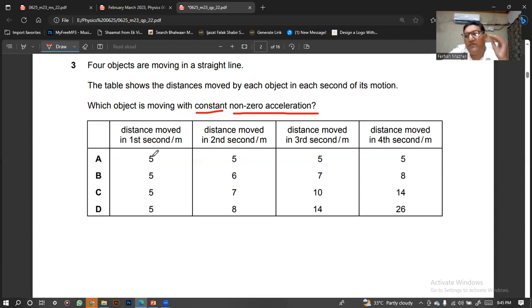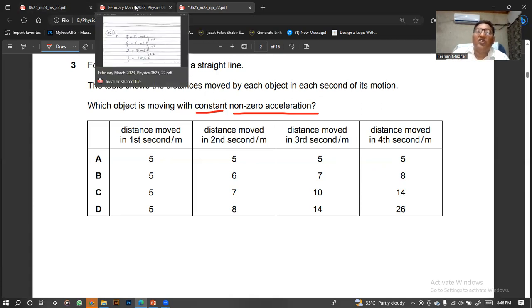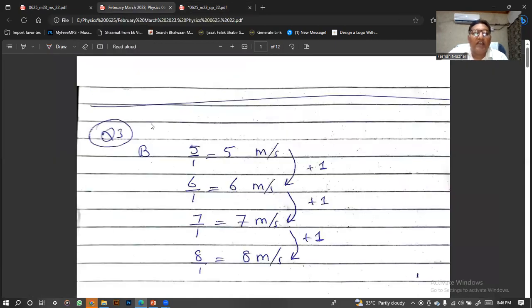This will be distance divided by time. So it will be 5 divided by 1, that will be 5. The distance moved in the second second is 5 meters, and the time taken is 1 second, so the speed will be 5 divided by 1, distance divided by time, and that will be 5. Again in the third second, the speed will be distance divided by time, 5 divided by 1, that will be 5. So here the speed is 5, here 5, here 5, here 5. Okay, so the speed is constant. Okay, now let me show you.